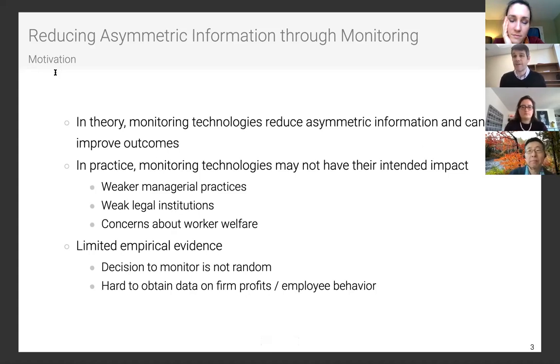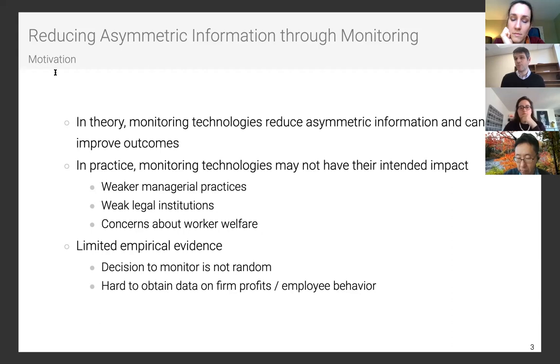Firms themselves might not have the necessary managerial skills or expertise to properly use this information to incentivize their workers. Secondly, the weak legal institutions I was mentioning before might mean that you know what your employees are doing wrong, but you can't write a binding contract to change their behavior. And finally, on the worker side, if there are weak legal protections, we might be concerned that firms are actually going to exploit their workers using this information. And this might lead to lower aggregate welfare, even if the firm itself does better.